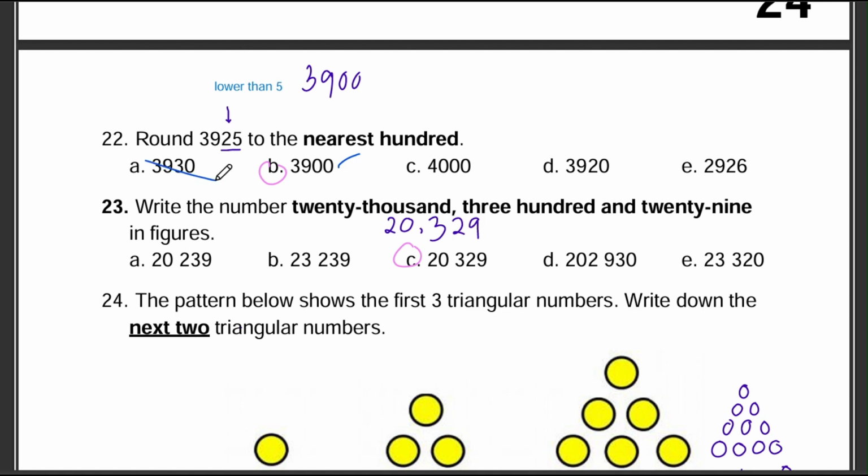Why not the others? A. 3,930 is not a multiple of 100. C. 4,000 is the nearest thousand, not the nearest hundred. D. 3,920 is wrong rounding. E. 2,926 is completely wrong.